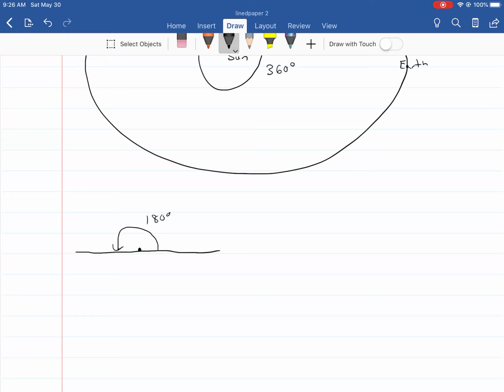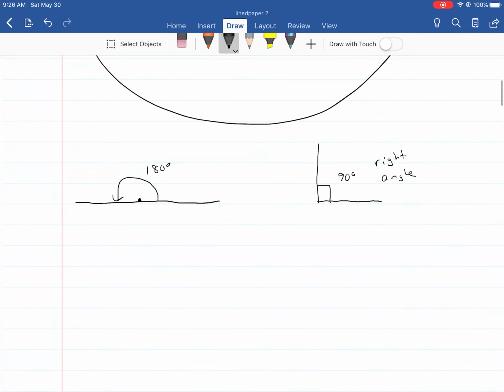halfway around then would be 180 degrees, and a quarter of the way around, this right angle, we call that 90 degrees. We call that a right angle. And we're already ready to do a question. We already have enough information to do some angles questions.